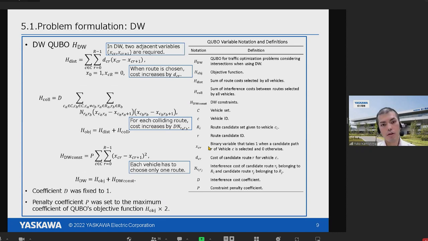Next, I'm showing the QUBO formula for the domain wall encoding. The difference from one-hot encoding is that they require two adjacent variables. By using two variables, domain wall encoding can express the same thing as one-hot encoding. So it can have the same meaning as one-hot encoding. In this formula, the coefficient D was fixed to one, and the penalty coefficient P was set to the maximum coefficient of the QUBO's objective function times two.